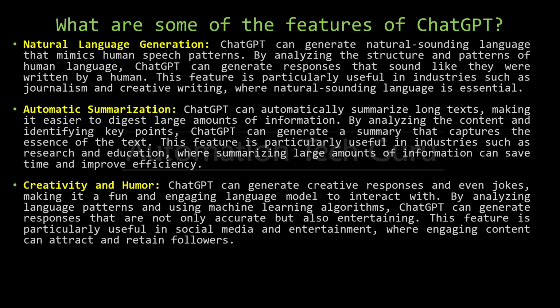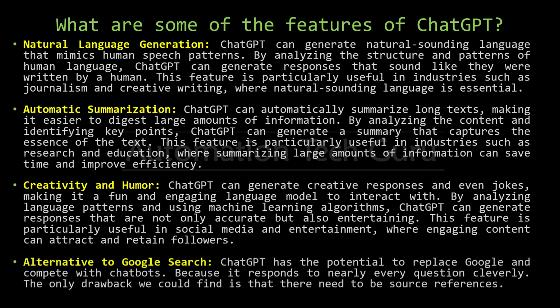Creativity and humor. ChatGPT can generate creative responses and even jokes, making it a fun and engaging language model to interact with by analyzing language patterns and using machine learning algorithms. ChatGPT can generate responses that are not only accurate but also entertaining. This feature is particularly useful in social media and entertainment, where engaging content can attract and retain followers.